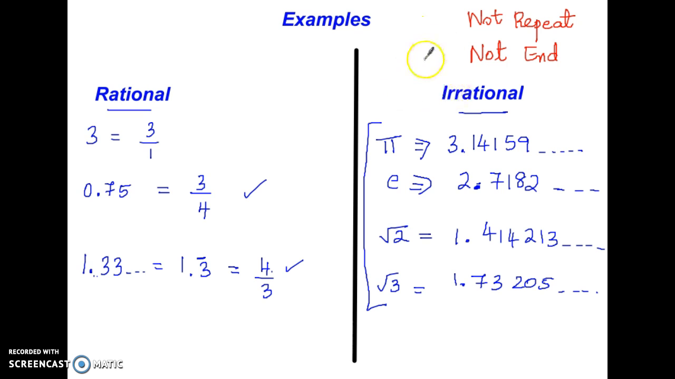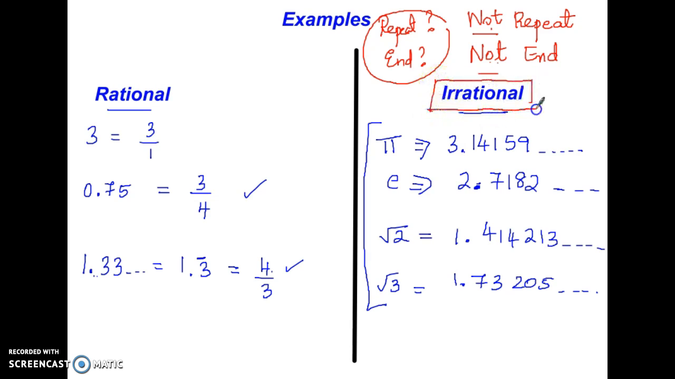So whenever you're given a decimal and you're asked to find out if it's rational or irrational, you can ask that decimal two questions. Does this decimal repeat? Does it end? Ask the decimal two questions. Does it repeat? Does it end? If both the answers are no, then that decimal will be an irrational number.